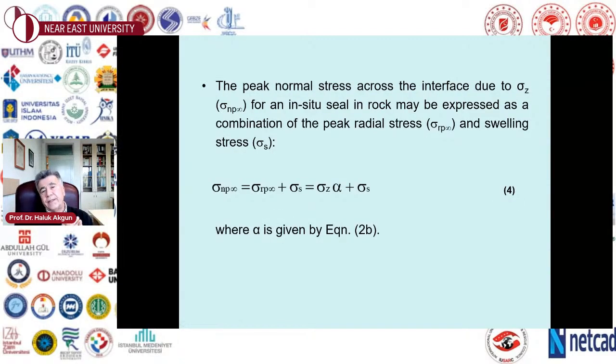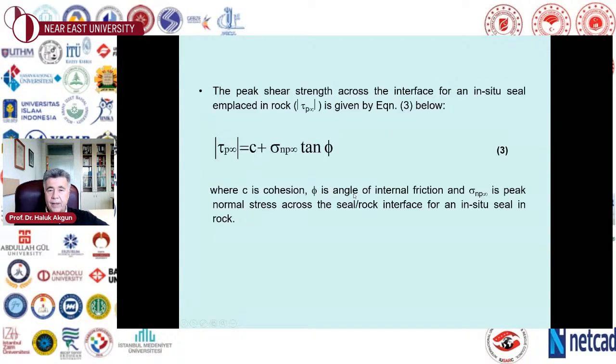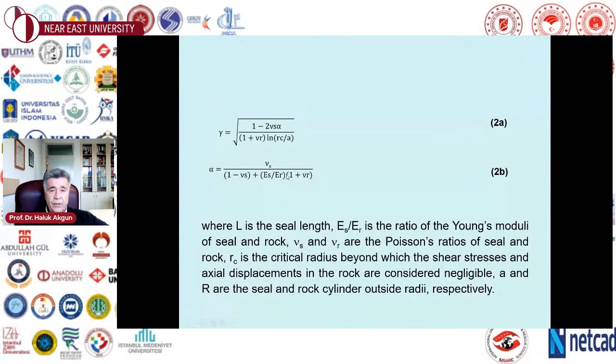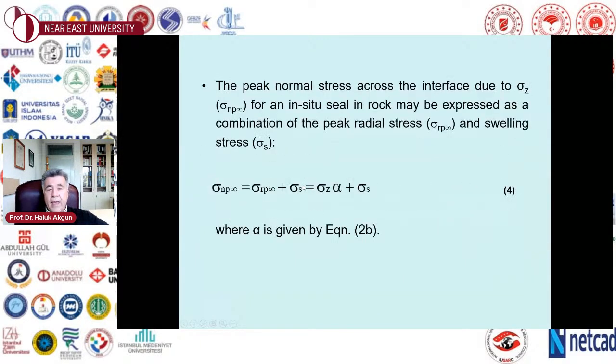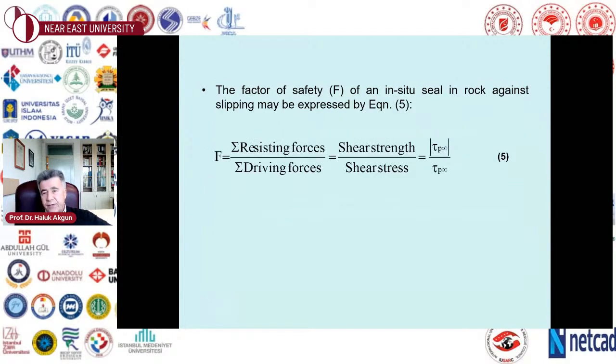And what are the components of this normal stress on the interface? Of course, due to a Poisson effect, any axial stress exerted is going to lead to a radial stress at the interface, which is given by this sigma rp infinity, which is equal to sigma z times L, alpha. And alpha, I have given this equation for alpha here. And sigma s is the cement swelling pressure. So the factor of safety can be calculated because we have our resisting forces and our total driving forces. Shear strength over shear stress is our factor of safety.